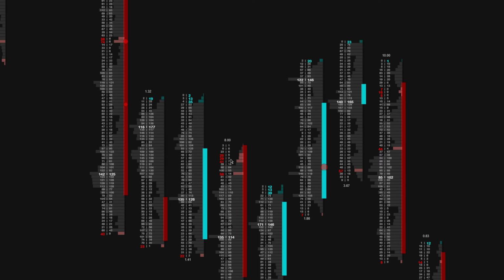So I'm just reading it horizontally like this. 41 is greater than 7 by 400% or more, so there's going to be an imbalance. And for the NQ 5-minute chart, I have a 2-tick aggregation.